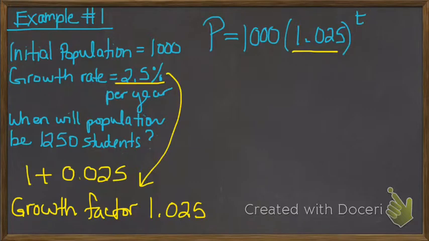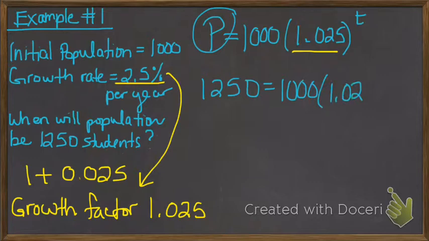So look at our exponential model. 1,000 students is going to grow by a factor of 1.025 raised to the power of t. T represents the number of years that go by. So how do we solve this? I want to know when the population is going to be 1,250. The next step is to take that number and plug it in for P. So 1,250 is going to equal 1,000, bracket 1.025, all to the power of t. You need to solve for that time. That will give you when the population will reach 1,250.